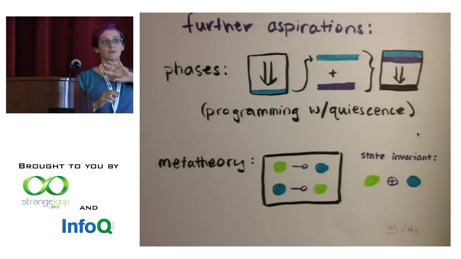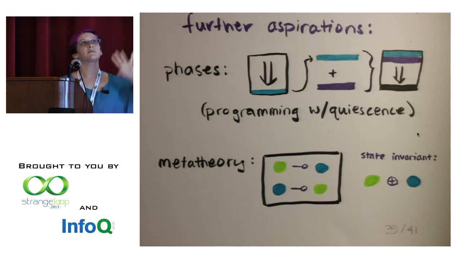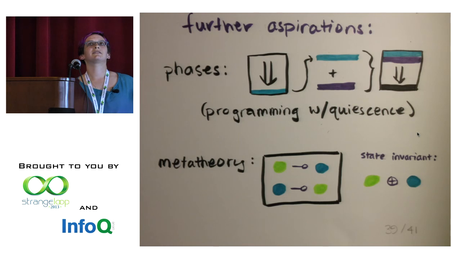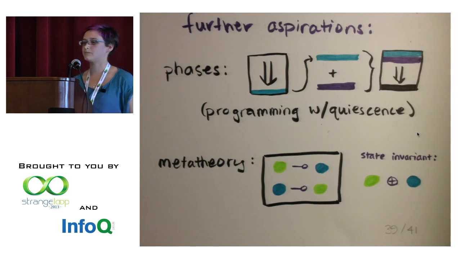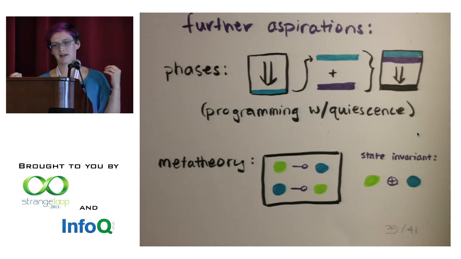Say I have some subset of my program over here that I want to run to quiescence, and then use the rules from some other part of my program over here, throw them together, and combine them. So this is like adding phases, which is part of my PhD work.